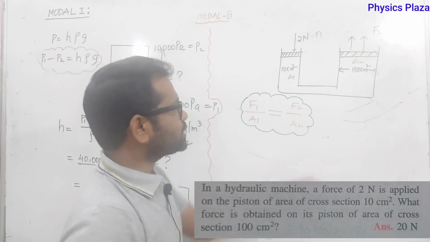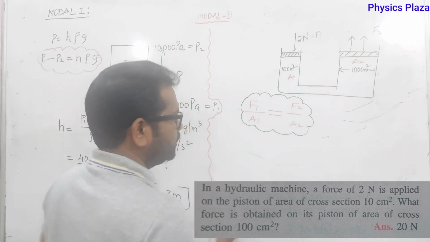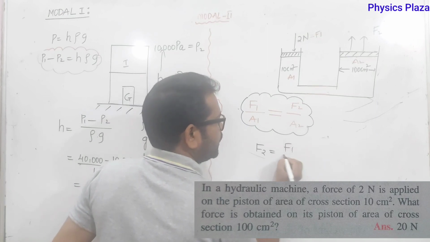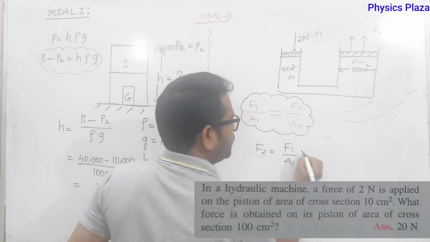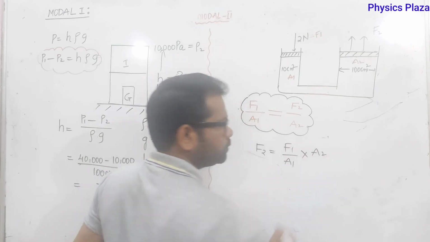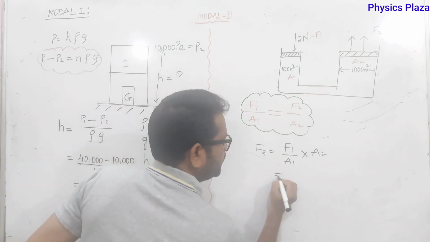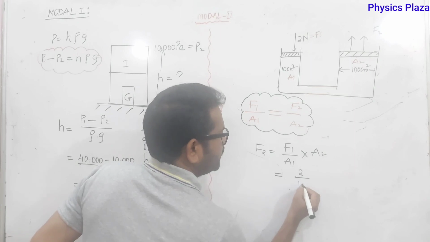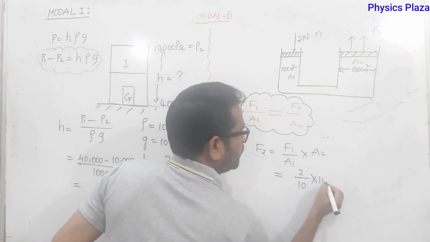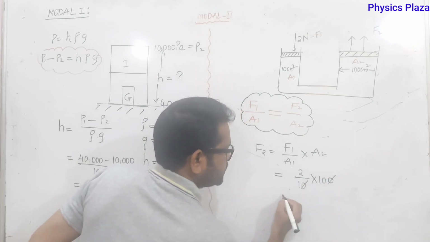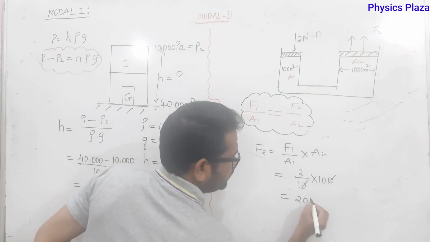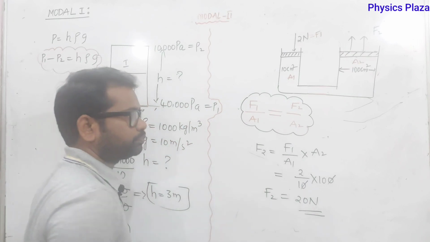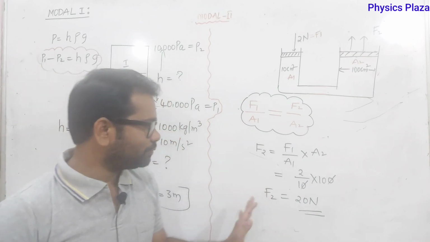Okay, now they are asking us to calculate F2. Can I read this formula like this? F2 is equal to F1 by A1 into A2. Yes, we can. Here F1 is 2 Newton, A1 is 10, A2 is 100. The zeros cancel. This is 20 Newton. So the answer is 20 Newton. Is that clear? Just copy, children.